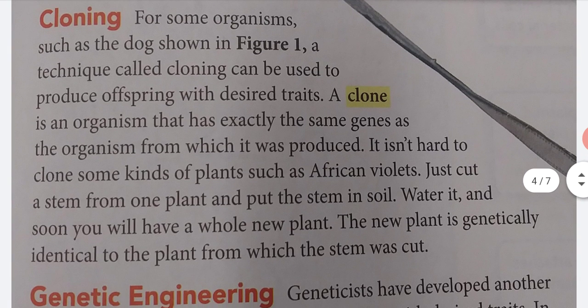Cloning. For some organisms, such as the dog shown in Figure 1, a technique called cloning can be used to produce offspring with desired traits. A clone is an organism that has exactly the same genes as the organism from which it was produced. It isn't hard to clone some kinds of plants, such as African violets. Just cut a stem from one plant and put the stem in soil. Water it, and soon you will have a whole new plant. The new plant is genetically identical to the plant from which the stem was cut.